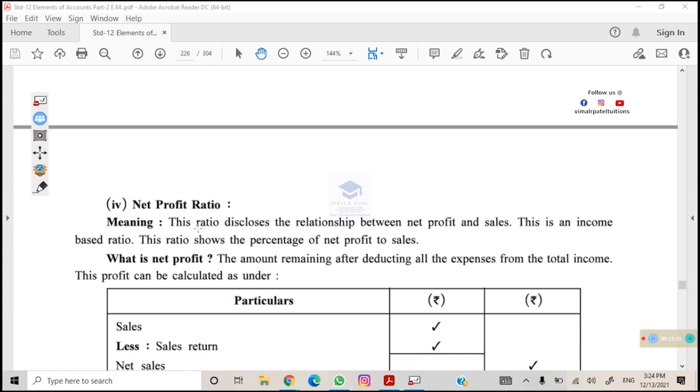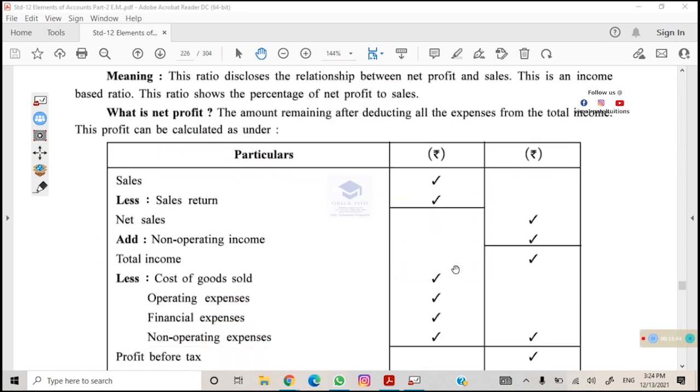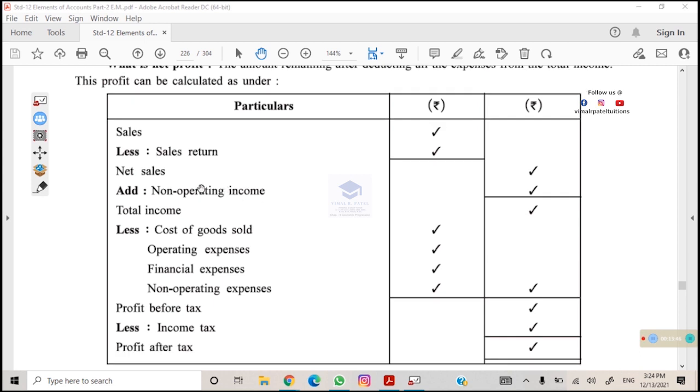Then net profit ratio. This ratio displays the relationship between net profit and sales. This is an income based ratio. This ratio shows the percentage of net profit. Now what is net profit? Just like we have found out by preparing profit and loss account in final account.